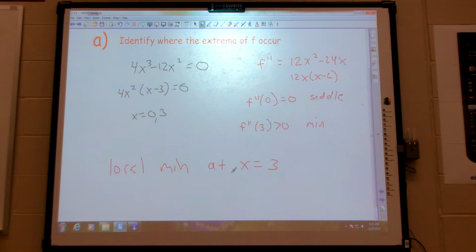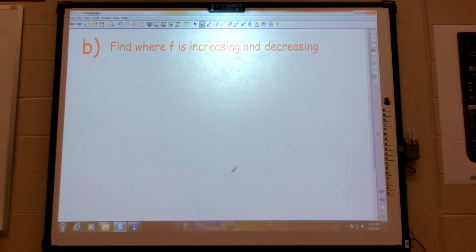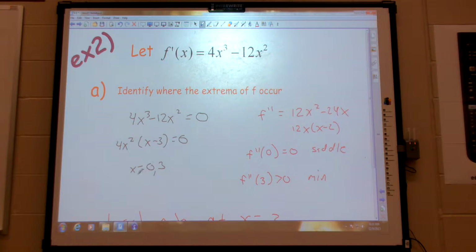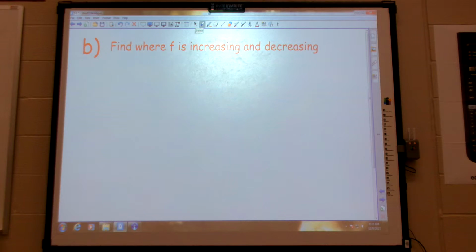Now I want to find where f is increasing and decreasing. What should I do here? Number line. Actually, I'm doing part of the first derivative test, but I don't need the extremes. Which is nice because I already have the first derivative equal to 0. So I'm going to write it over here. It was 4x squared times x minus 3, and I ended up getting 0 and 3. Just rewriting it so I have it on the same screen.